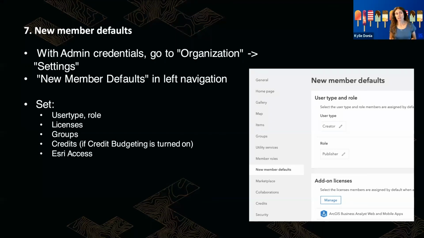Now, one of the great things about new member defaults is that it lets you take the most common set of those that you use throughout your org. Often for schools, that's going to be the student, because that's probably the kind of account you end up having to create the most. And you set it up as a bundle so that when you create a new student account, it starts with the correct user type, the correct role, the correct set of licenses. It can even already be a member of some groups and have a credit budget set.